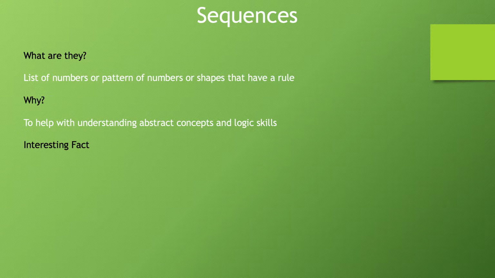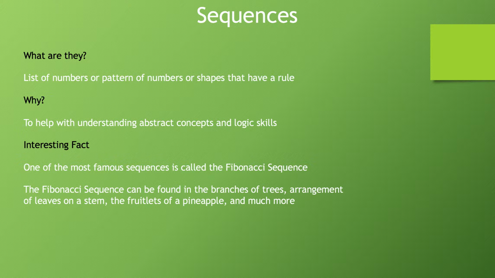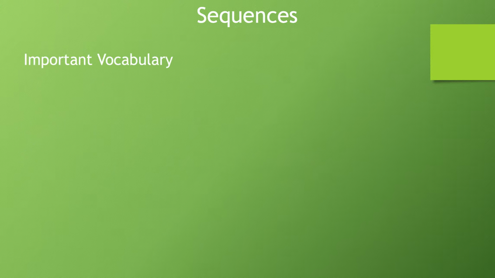Interesting fact. One of the most famous sequences is called the Fibonacci sequence. The Fibonacci sequence can be found in the branches of trees, arrangements of leaves on a stem, the fruitlets of a pineapple, and much more. So, let's continue. Important vocabulary.